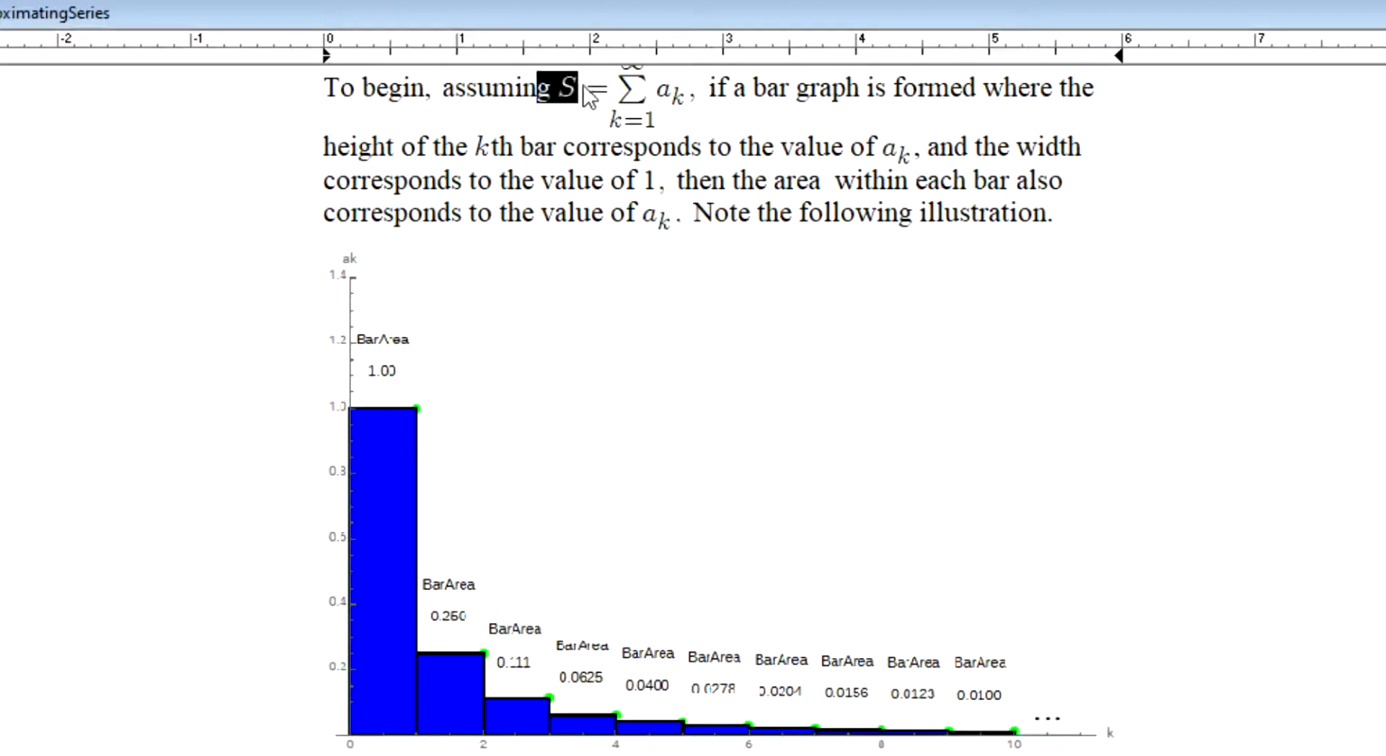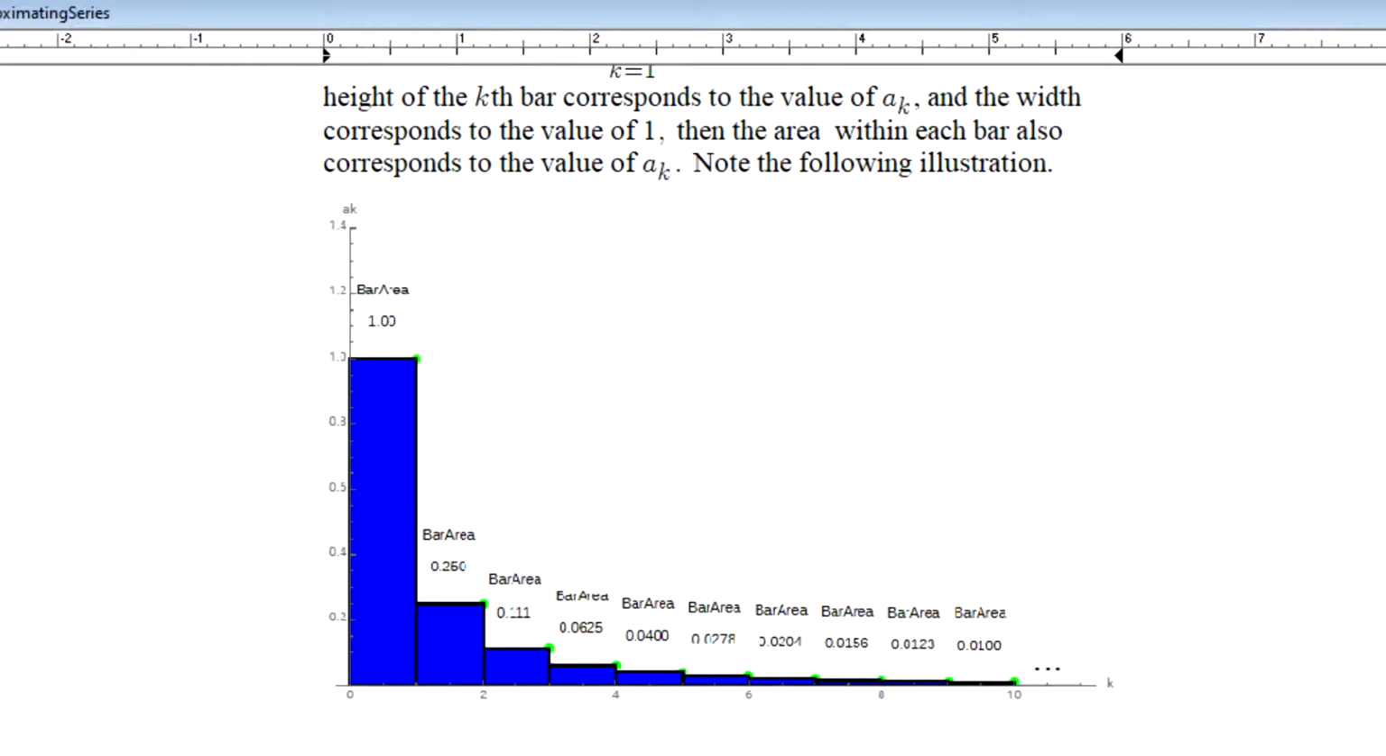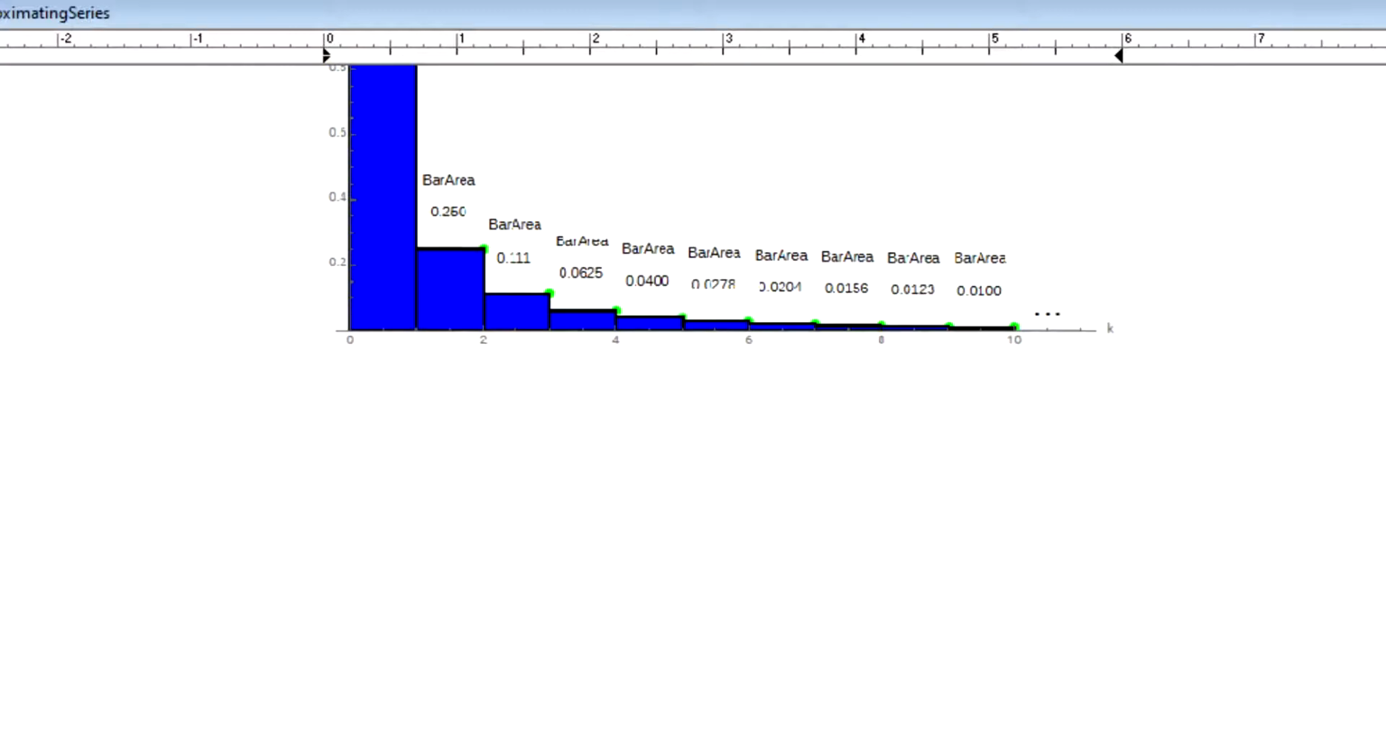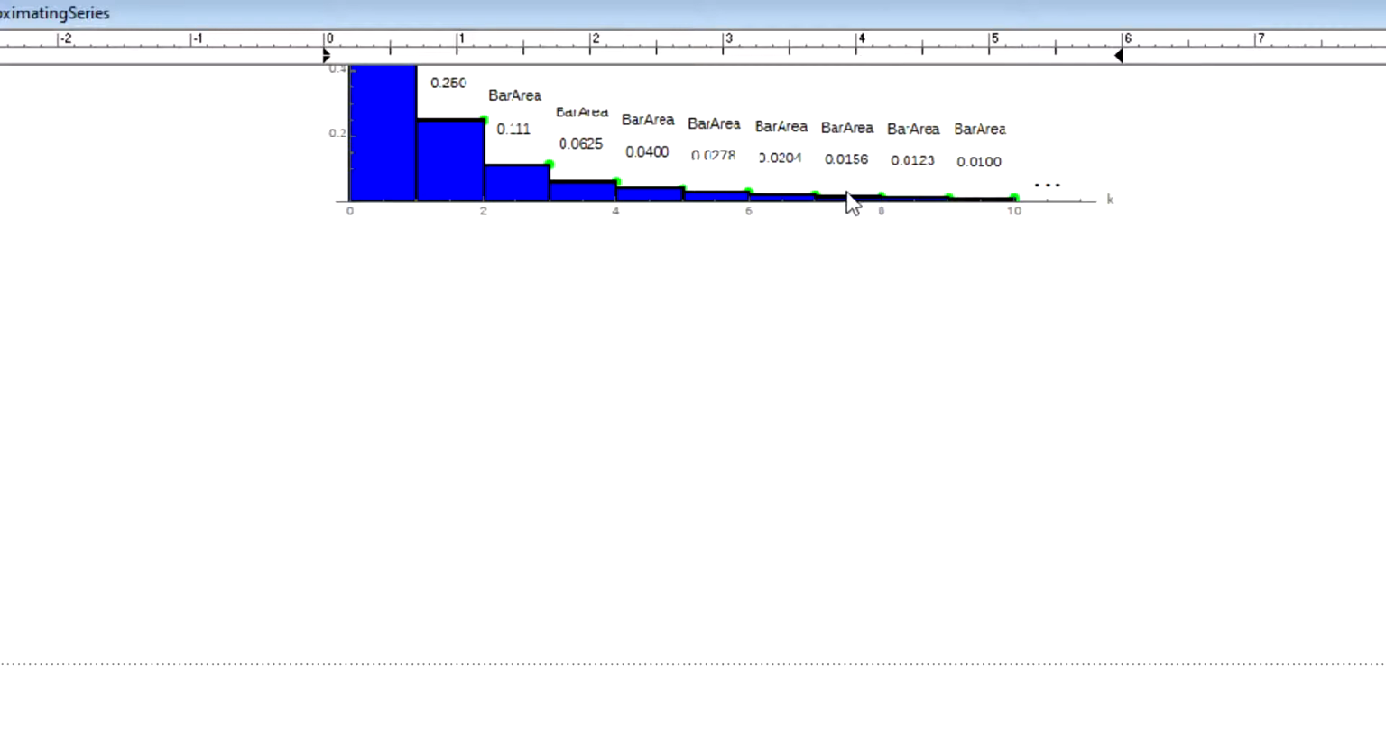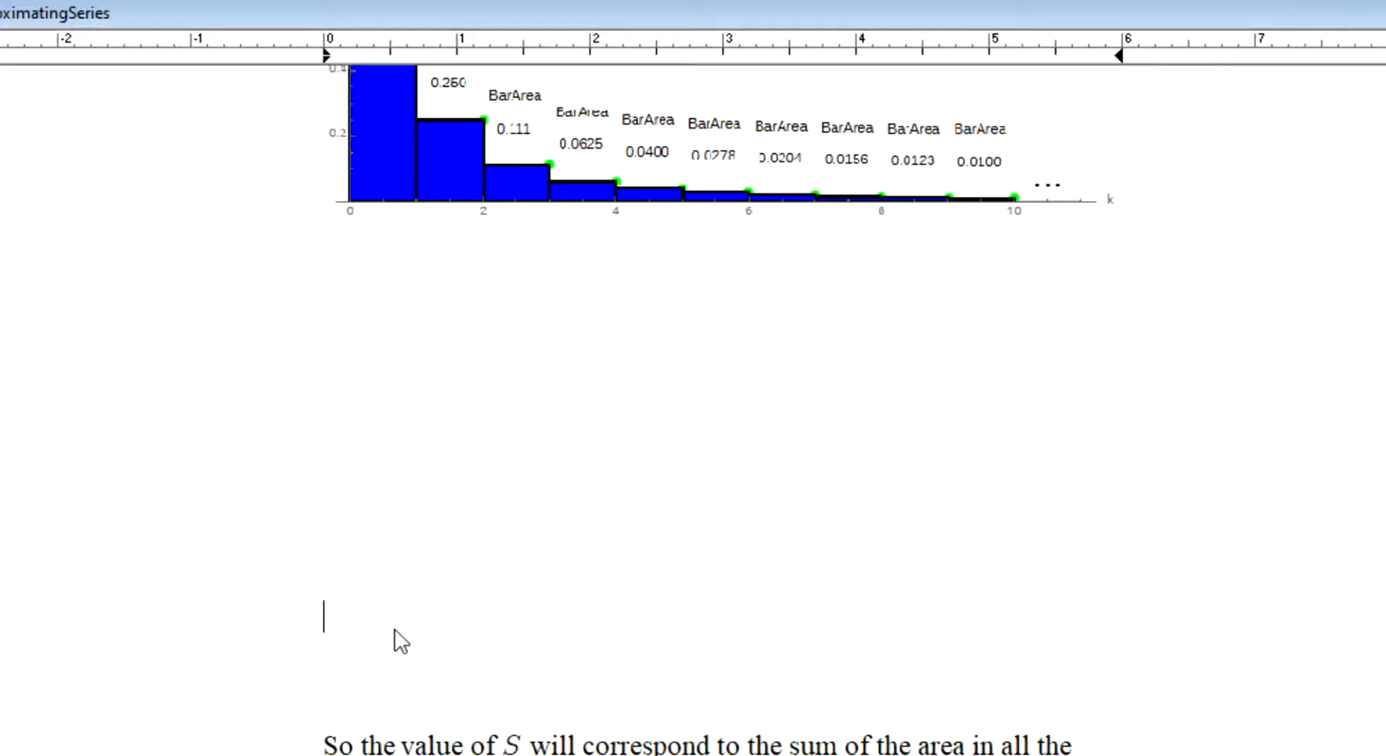To begin with, an infinite series can be thought of as a bar graph. We're letting the heights of the bars be represented by a sub k, and the widths of the bars all be 1 unit in length. We'll have the result that the area within each bar will also correspond to the value of a sub k. Now, this is how we're going to connect it to integration, folks. We are going to be approximating the area within these bars using an integral calculation.